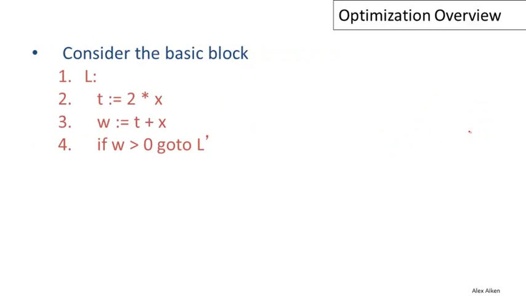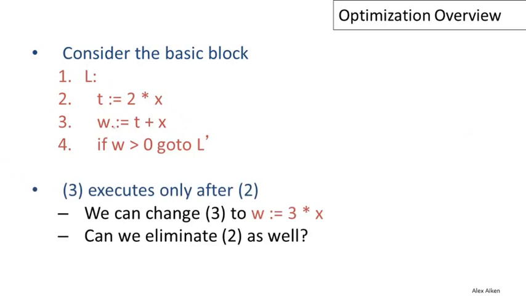So here's an example basic block. And just to show you why basic blocks are useful, let's observe that we can actually optimize this piece of code. Because 3 always executes after 2, this instruction here always executes after this instruction, we could change that third instruction to be w equals 3 times x. Because we can see here that t is getting x plus x, or 2 times x, and here we're adding in another x, and so w is actually always equal to 3 times x.